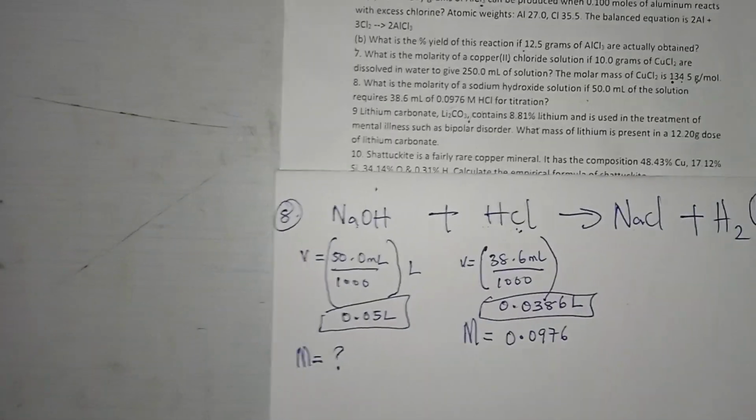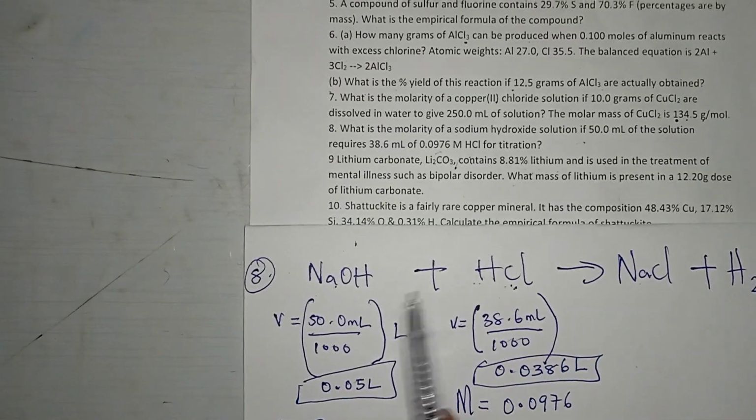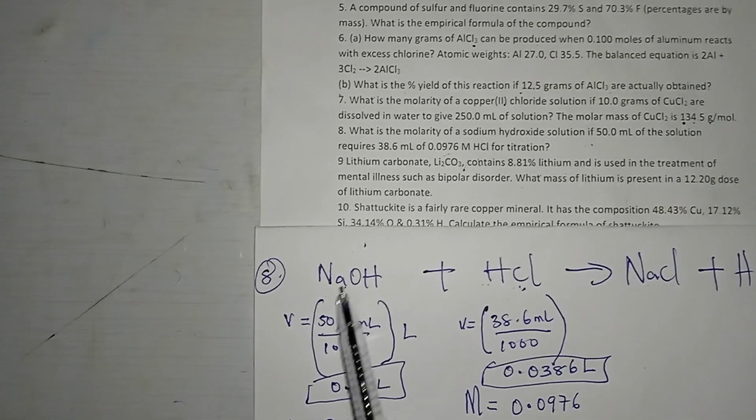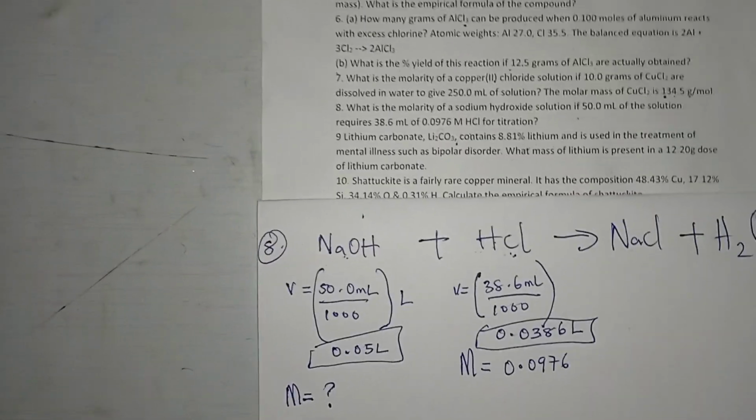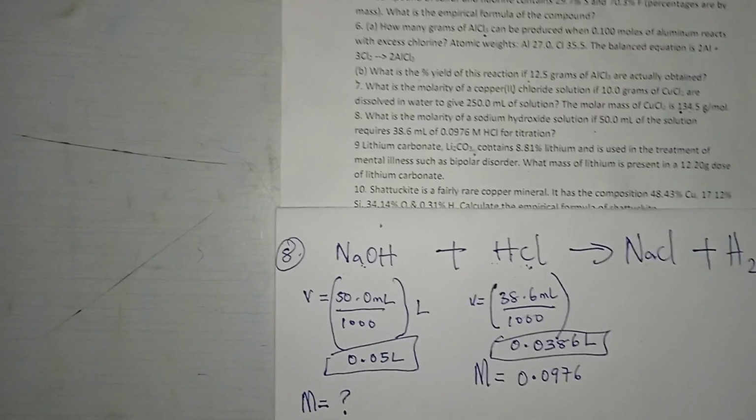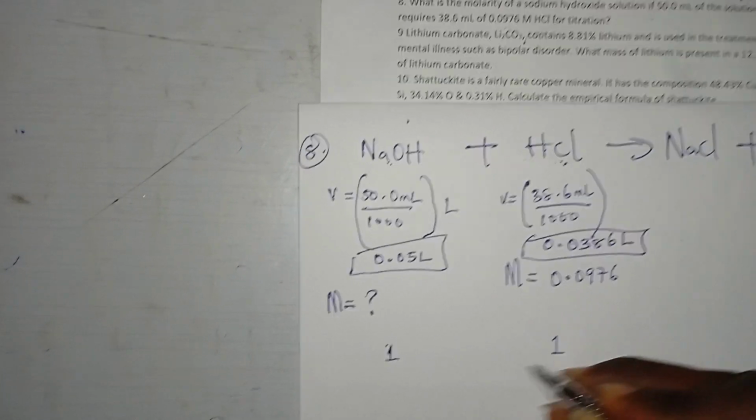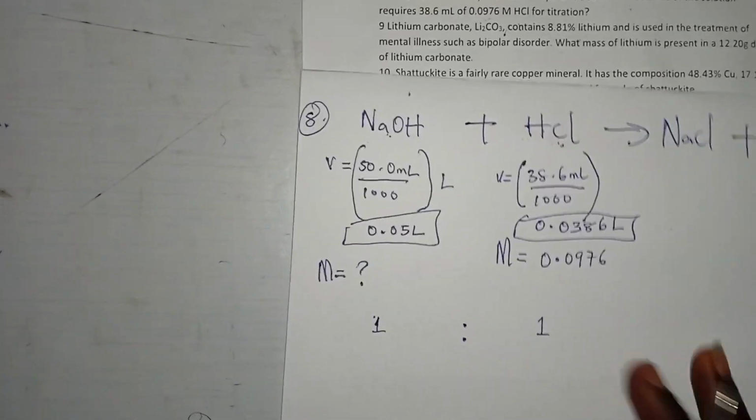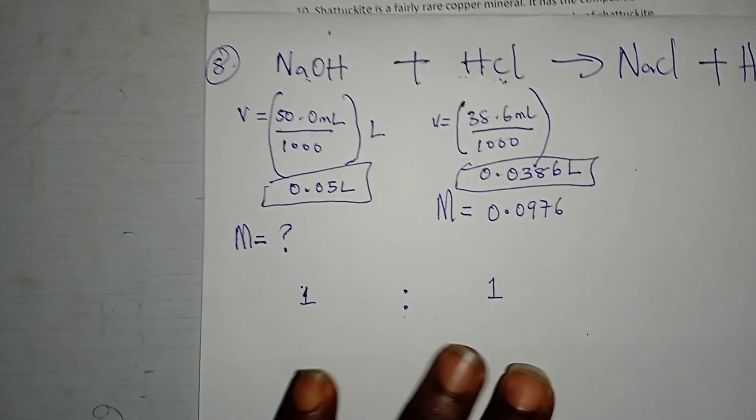Now, if I know this, the next thing is to check the ratio of sodium hydroxide to hydrogen chloride. So the ratio is simply 1:1. They are in the ratio of 1:1. So anything that is 1:1, look at it.